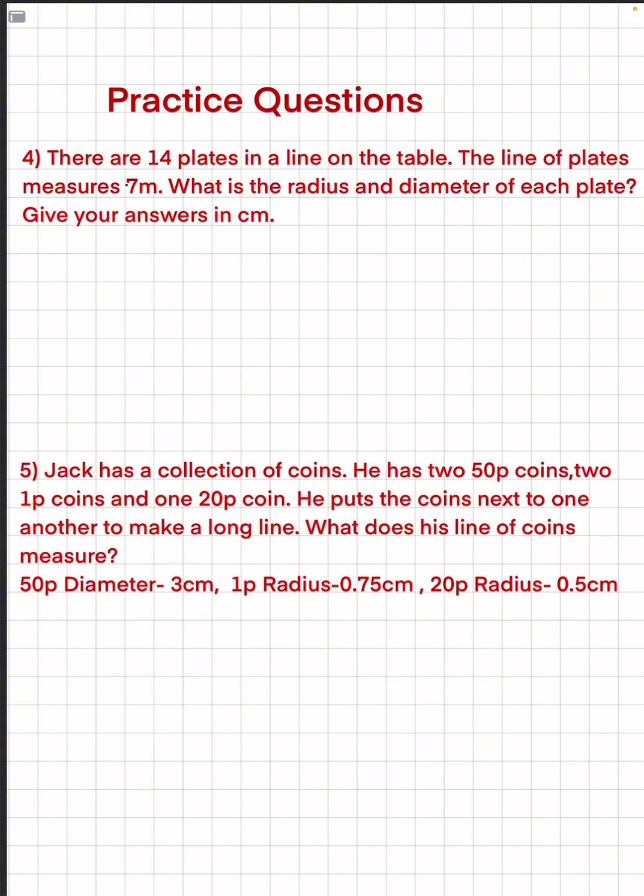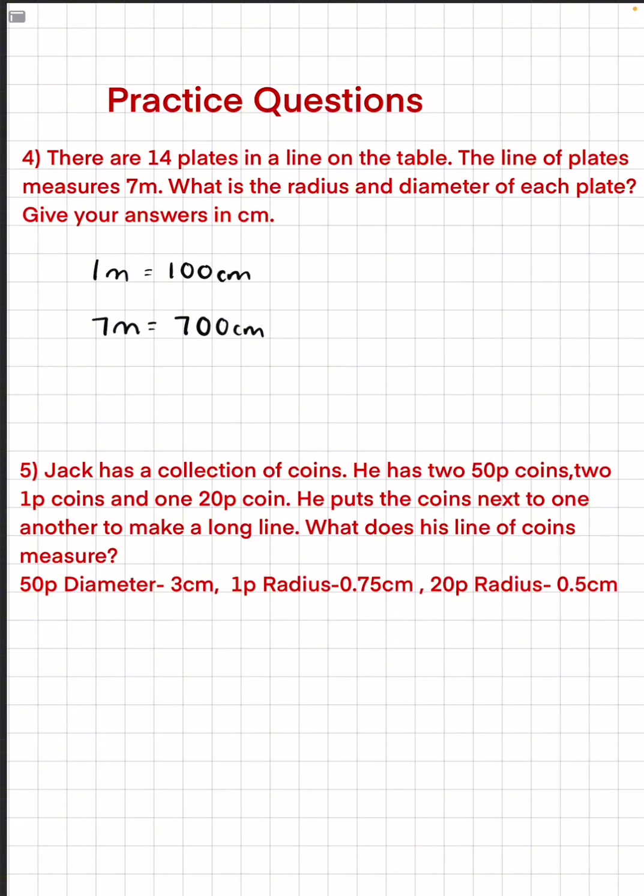The first question says there are 14 plates in a line on the table. The line of plates measures 7 meters. What is the radius and diameter of each plate? Give your answers in centimeters. First, we need to convert 7 meters to centimeters. We know 1 meter equals 100 centimeters. So 7 meters equals 700 centimeters.